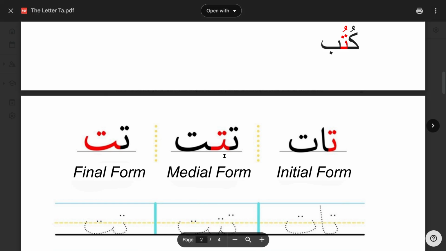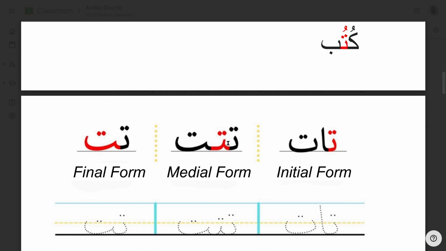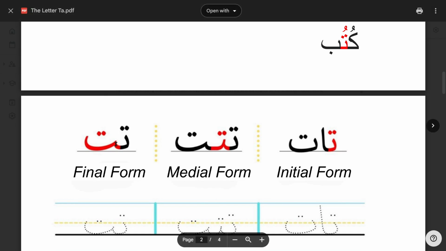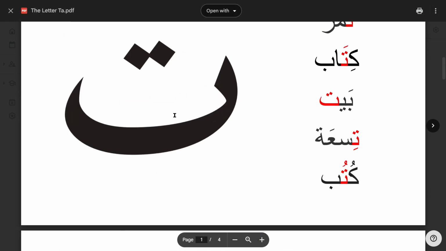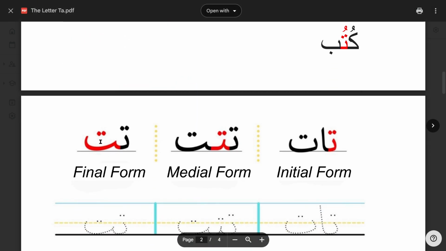Ta in its medial form in the middle of the word goes from here to here, and it has the 2 dots on top. So technically, we have 3 letter tas right here. Right now, we're focused on the medial form in the middle. Ta in its final form connects to its right. It looks most like its isolated form. 2 dots on top.